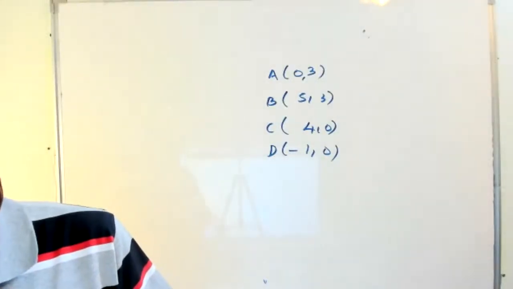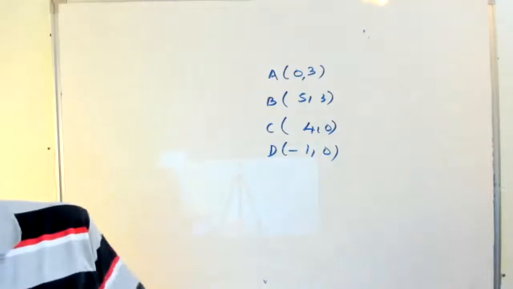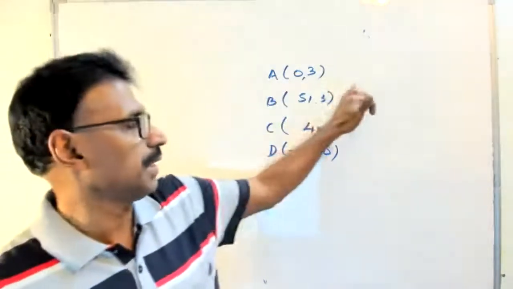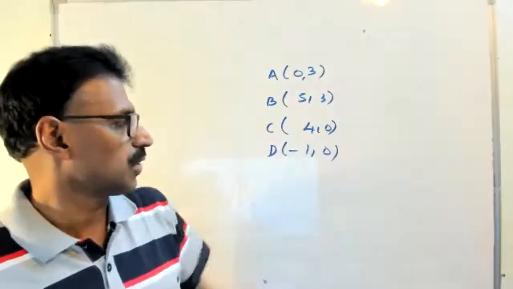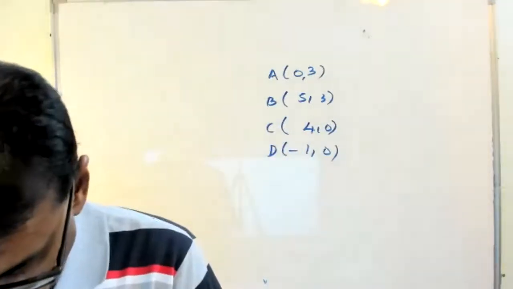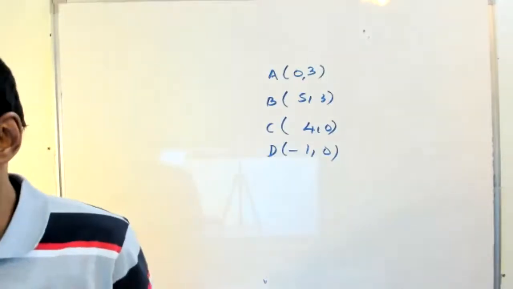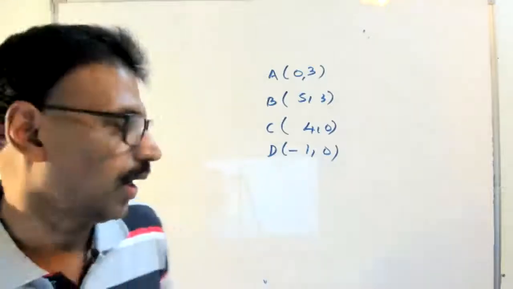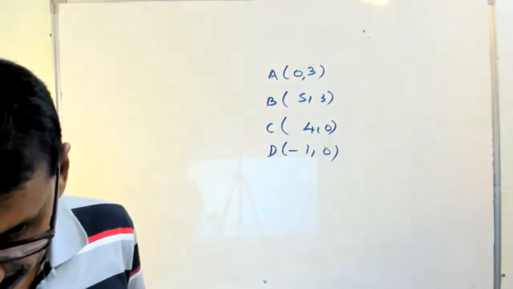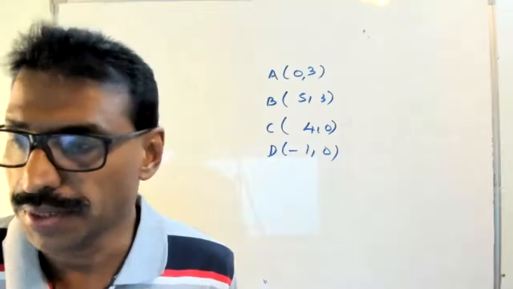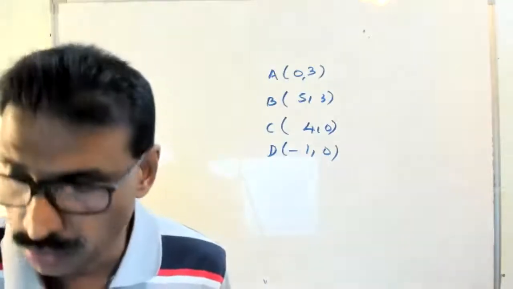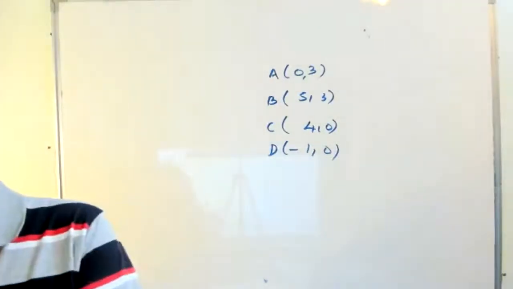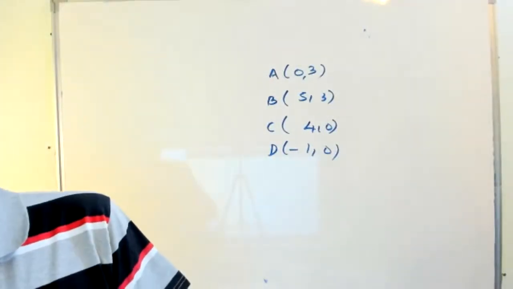Sir, can you repeat? You can see the board here. A (0, 3), B (5, 3), C (4, 0), D (-1, 0) on the graph. Identify the figure ABCD and find whether the point (2, 2) lies inside the figure or not.